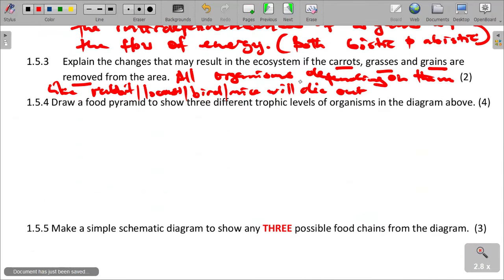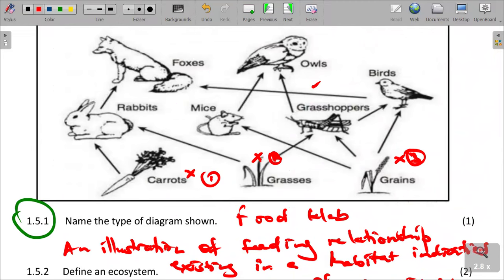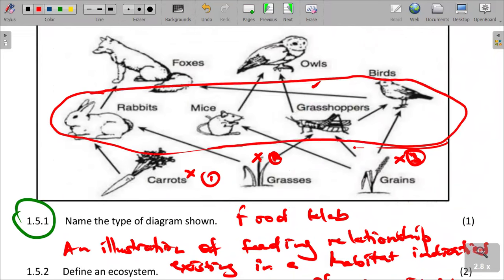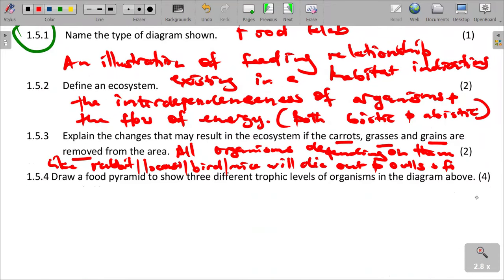And owls and fox, the owl and the fox will also die. Obviously, if these organisms are no longer there, if we remove these ones, it means the next level also, the fox and the owl, will die as well. The fox and the owl will die out, so there won't be any food relationship. So all organisms in the ecosystem will die.